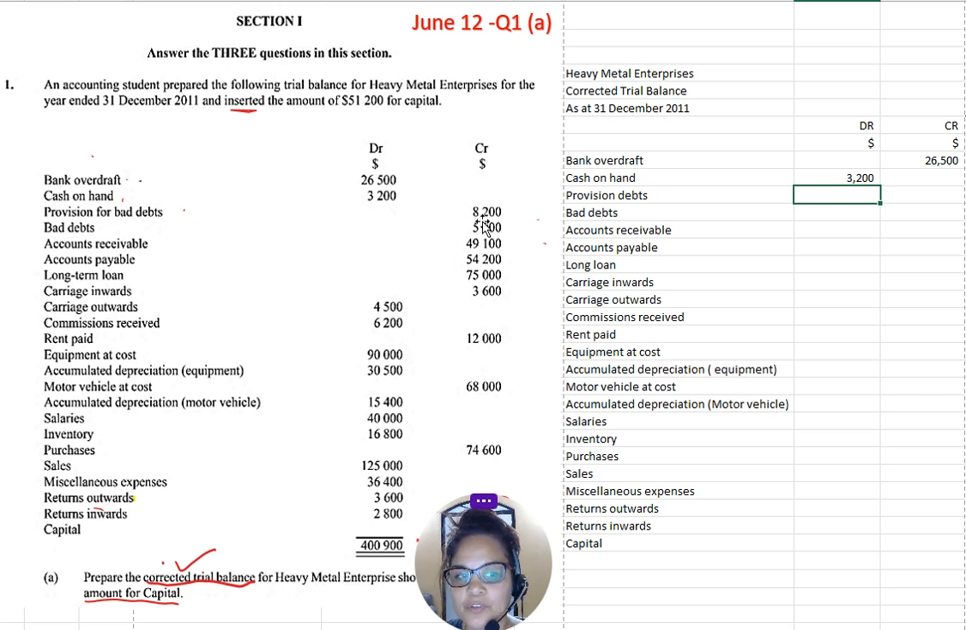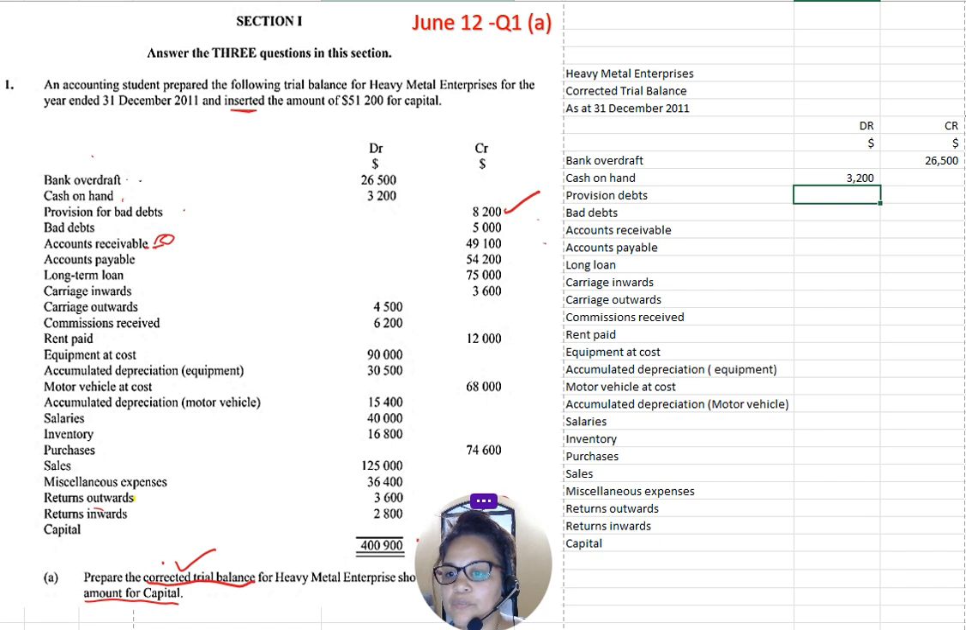Provision for bad debts. Provision for bad debts, 8,200. Now, provision for bad debts is on the correct side. This is on the correct side here. And the reason being, when you make a provision, it is still to be deducted from the accounts receivable account. So if it still has to be deducted from the accounts receivable account, it has to be on the opposite side of your asset. So accounts receivable is supposed to be an asset and supposed to be on the debit side. So we'll come to that soon enough.